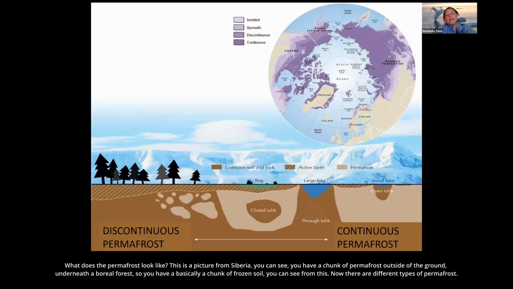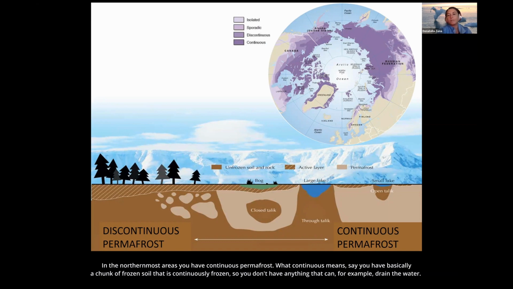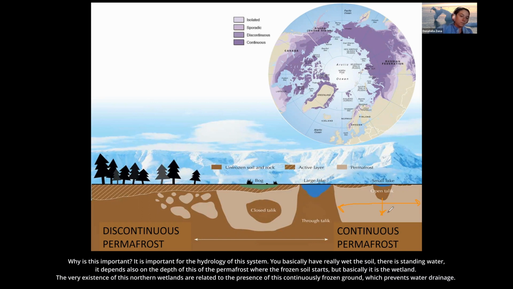Now there are different types of permafrost in the northernmost areas. You have continuous permafrost. What does continuous mean? You have a chunk of soil, a chunk of frozen soil, that is continuously frozen. So you don't have anything that can, for example, drain the water. Why is this important? It's important for the hydrology of this system.